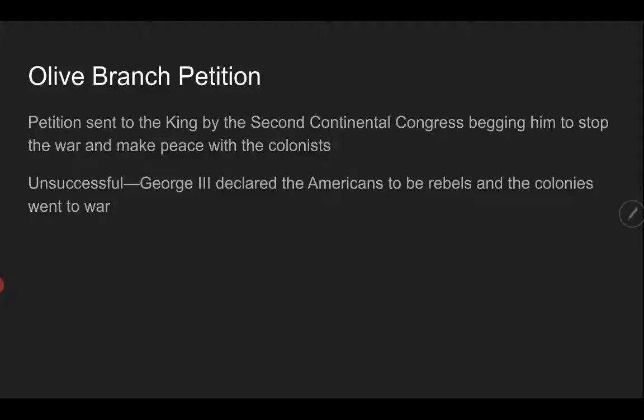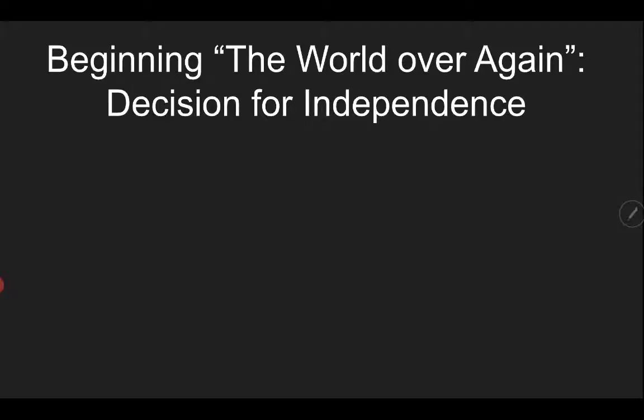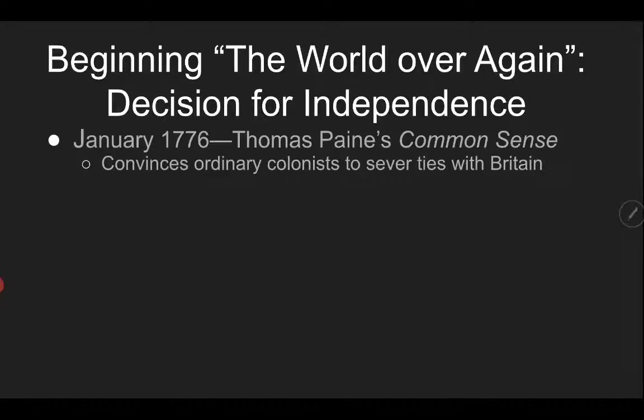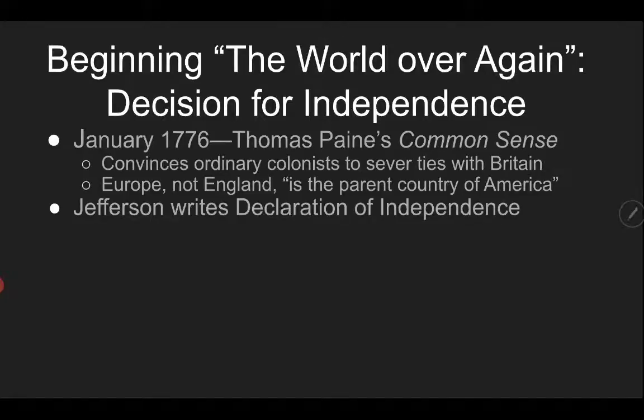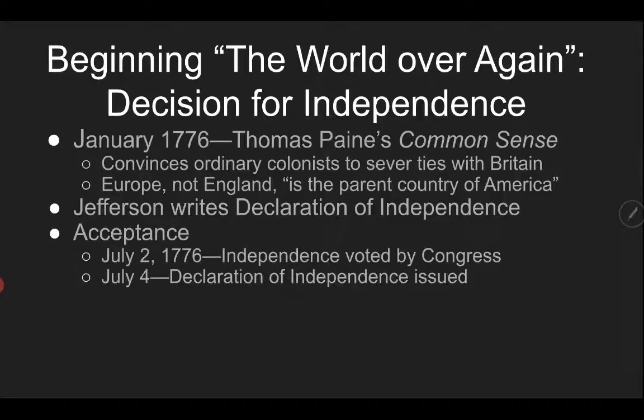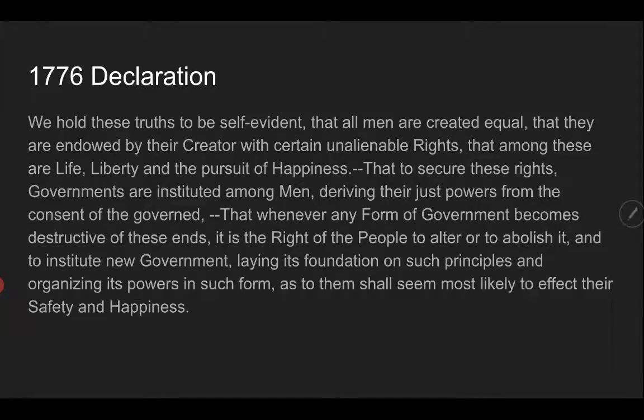So after Lexington and Concord, people are begging George to stop, but it just doesn't work. And people make the decision to go to independence. One of the things that is going to be the deciding factor is Thomas Paine's Common Sense. And people are basically saying we are done. This cannot be bound up. And so Jefferson is going to go on to write the Declaration of Independence. In 1776, it's going to be voted on by Congress and issued on July 4th.